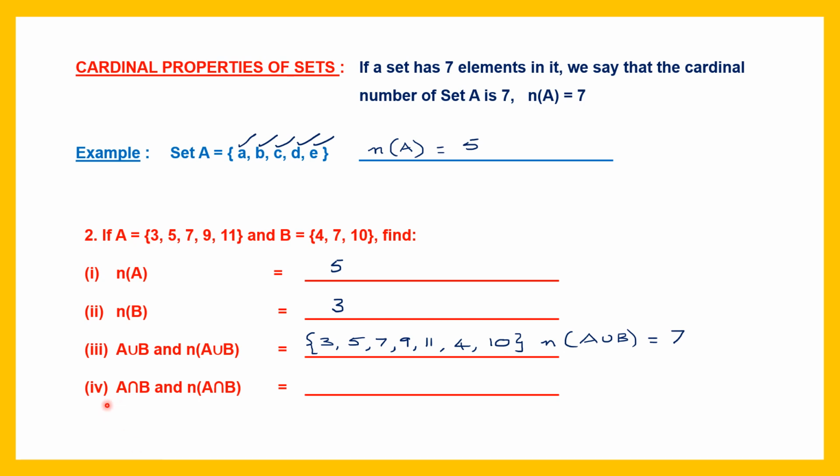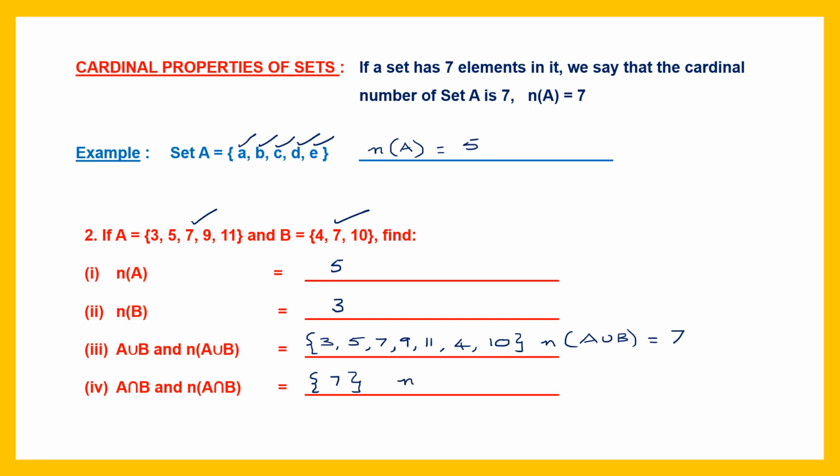The next question is, first we have to find A intersection B and then the cardinal number of A intersection B. Now A intersection B means only the elements that are common to both. So let's see, 3 is not there, 5 is not there, we have 7. 7 is common to both, so let's tick that. We have 7 that is common, 9 is not common and 11 is not common. So we have only one element when you write A intersection B.